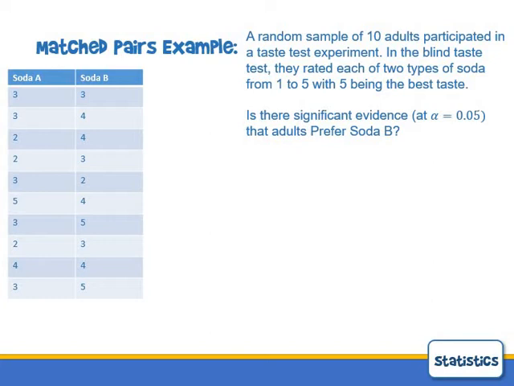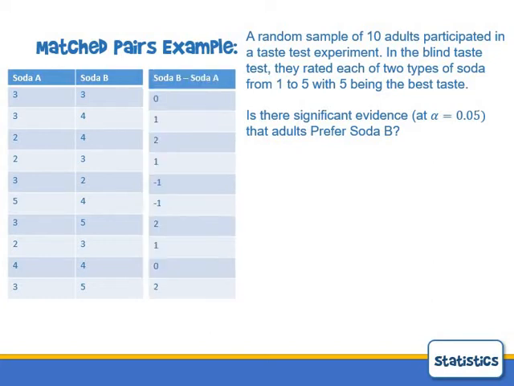Then they're going to rate them from 1 to 5, where a 1 is the worst and a 5 is the best. And so we have the data here. We want to do a hypothesis test and figure out, do they like one better than the other? And we're going to base it on this here. Is there significant evidence at alpha equals 0.05 that adults prefer soda B?